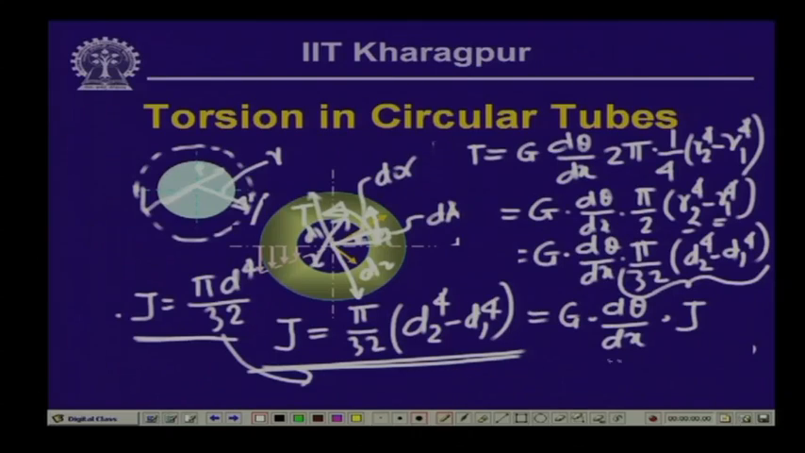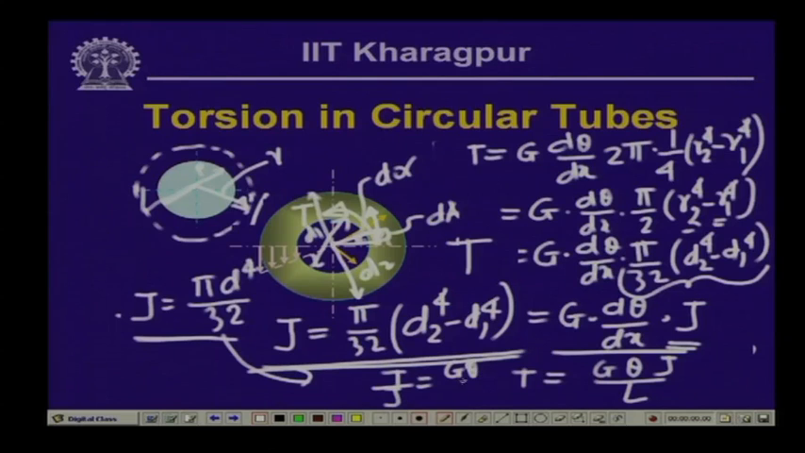Well, this is the value of J based on this particular expression. So, this is the twisting moment T, where T equals G dθ/dx times J, and over the length if we integrate, we get T equals G θ J over L. This is the expression we had seen last time, that T by J equals G θ by L. The only difference is that the expression for J is now different for the hollow tube than what we had in the case of a solid shaft.